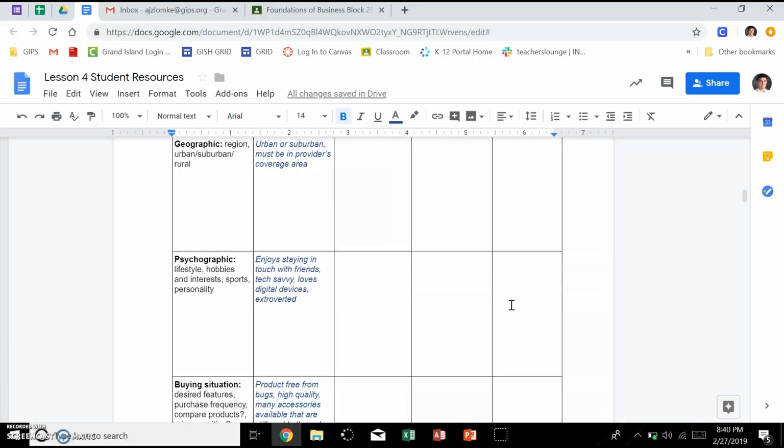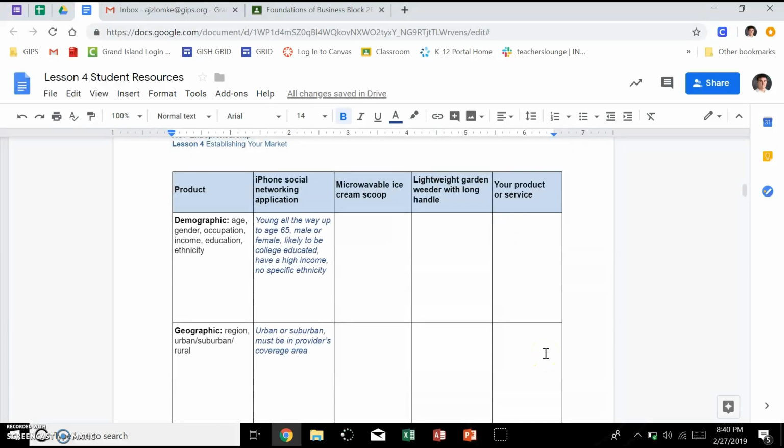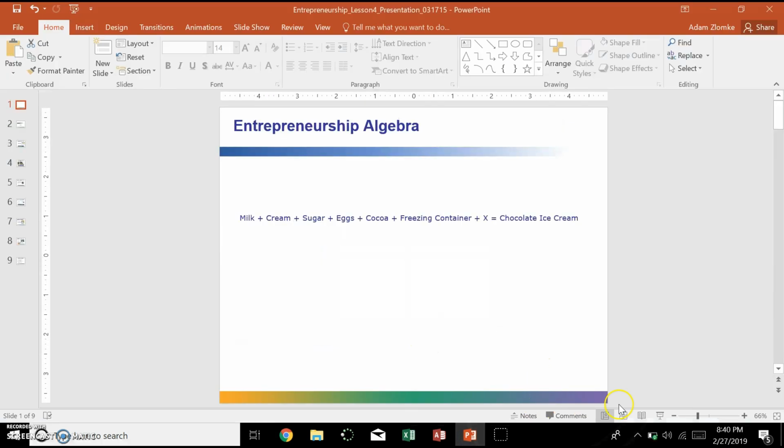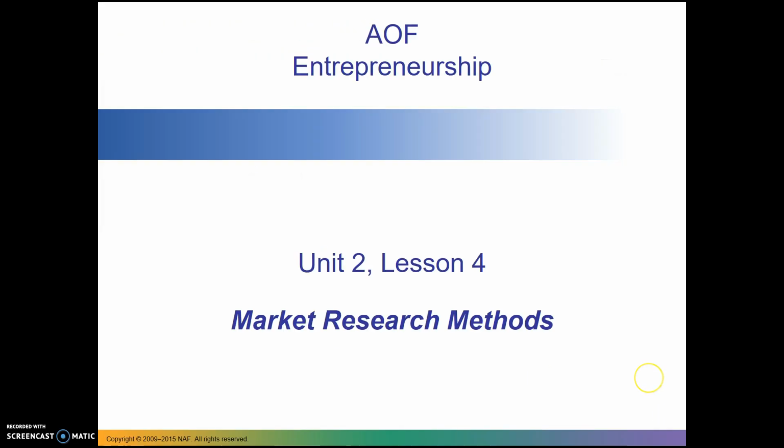So the thing that we've got to consider here is, how can we figure out what the real answer is? And the answer to that is research. So today we're going to talk about market research methods.